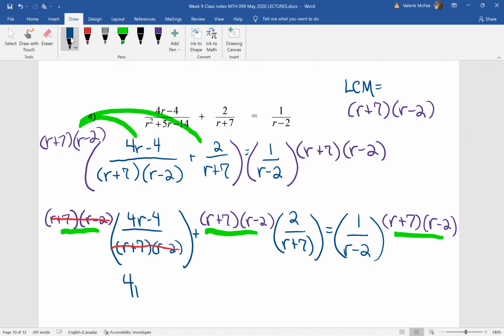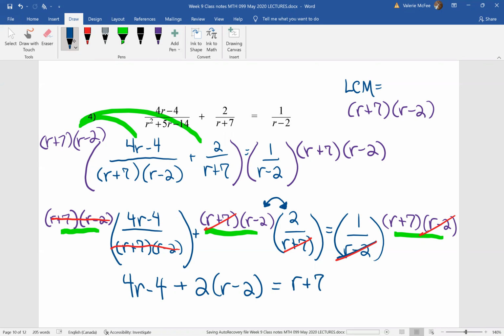We're left with 1 times 4r minus 4. In the next term, r plus 7 is divided out. So we have plus 2 times r minus 2. Remember, when you're multiplying, order doesn't matter. And I like the integer in front of that binomial better. In our last term, r minus 2 divides out, and we're left with 1 times r plus 7, or just r plus 7. So in one step, we're able to get rid of all of the denominators.